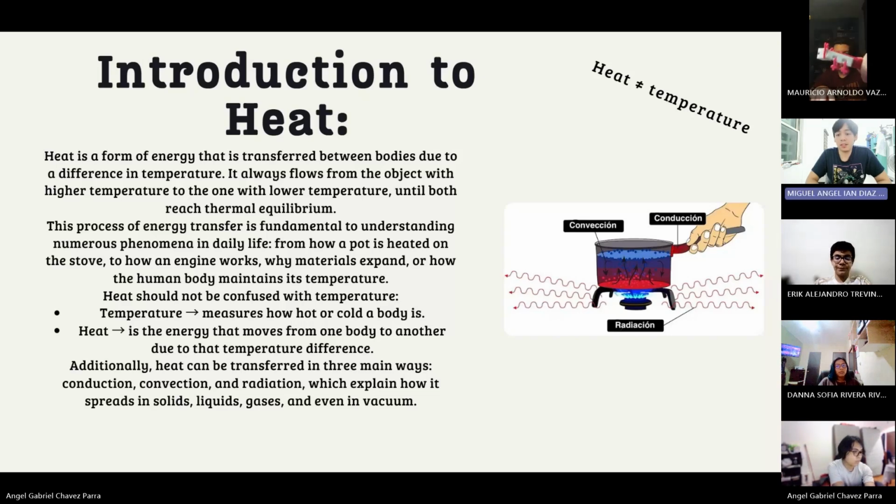This process of energy transfer is fundamental to understanding numerous phenomena in daily life, from how a pot is heated on the stove to how an engine works, why materials expand, or how the human body maintains its temperature. Heat shouldn't be confused with temperature. Temperature measures how hot or cold a body is. Heat is the energy that moves from one body to another due to the temperature difference. Additionally, heat can be transferred in three main ways: conduction, convection, and radiation, which explain how it spreads in solids, liquids, gases, and even in vacuum.